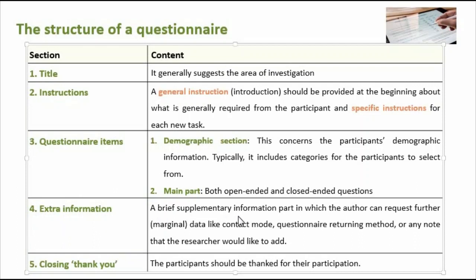This is a brief supplementary information part in which the author can request further marginal data, like contact mode, how to contact the researcher, questionnaire returning method, how should the respondent return the questionnaire, or any note that the researcher would like to add. Here, this section is just a marginal part in the questionnaire. At the end, the researcher should add a closing thank you. The participants should be thanked for their participation.